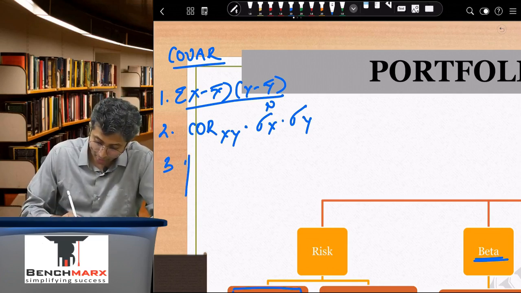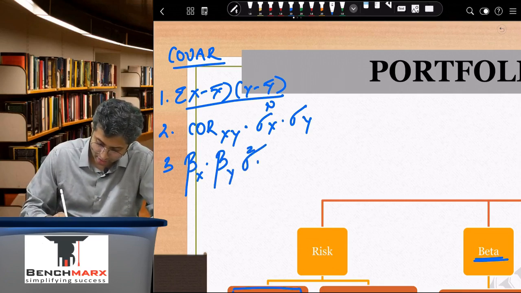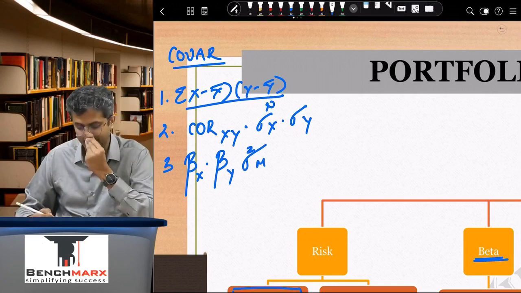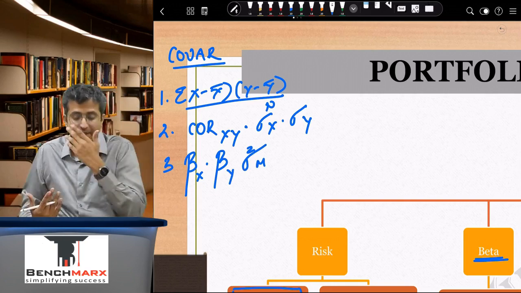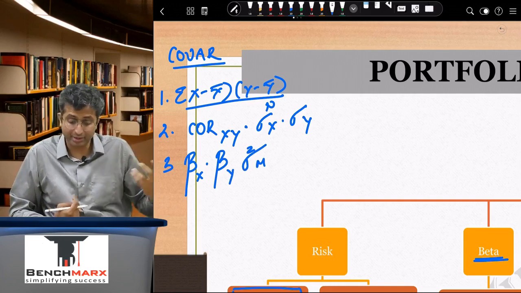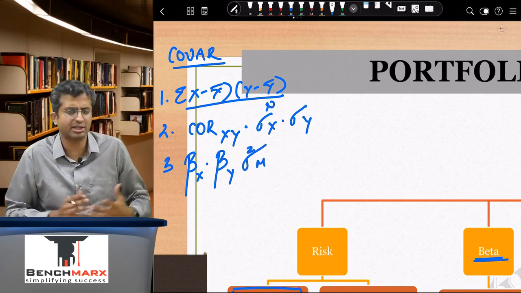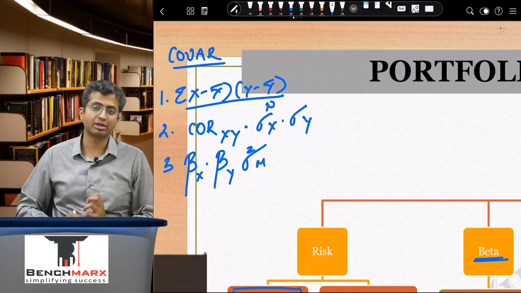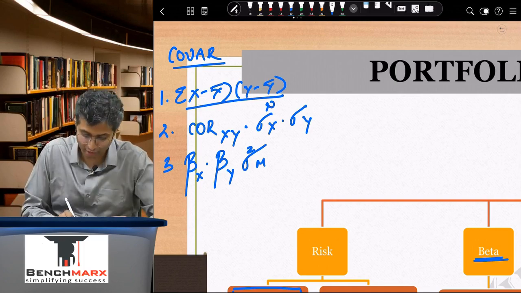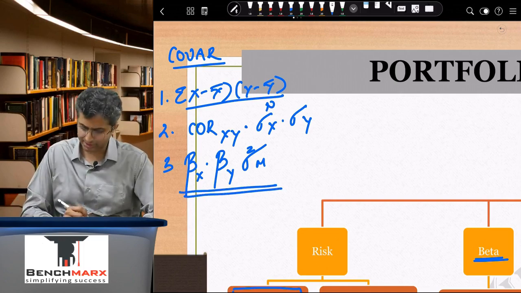And lastly, one formula which is not as frequently used but you should be aware of is beta x into beta y into the variance of the market, the standard deviation squared of the market. This is helpful to calculate covariance in cases where betas are given but other items are not available. So this is one thing that you have to remember in your armory just in case it comes.